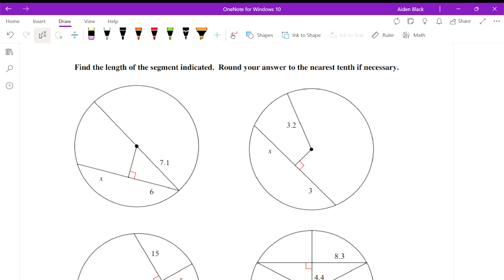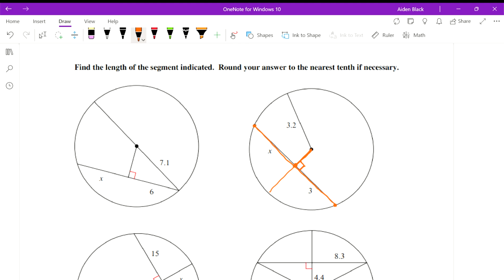Alright, these have to do with chords. So we know that a chord is just a line segment that passes through a circle and its endpoints lie on the circle. Another thing we know is that if the radius drawn, technically this would be a radius drawn, creates that 90-degree angle, if it's perpendicular to the chord, we know that it cuts that chord into two equal parts, right? It bisects the chord.